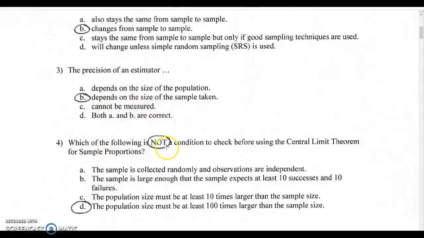Which of the following is not a condition to check before using the central limit theorem for sample proportions? Of course, the population size must be at least 10 times larger, not 100, than the sample size.